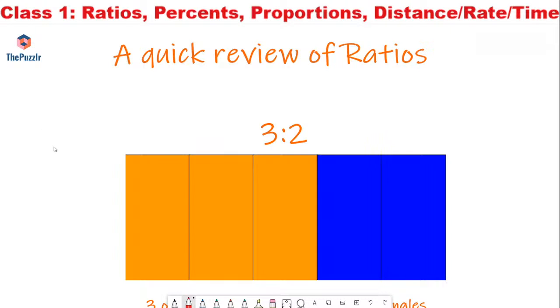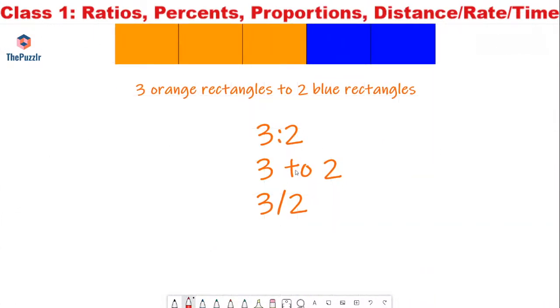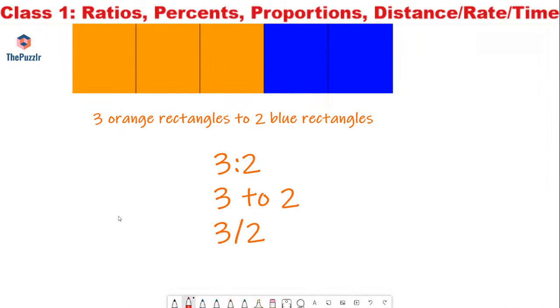For example, here I have 3 orange rectangles and 2 blue rectangles. Now there's a few different ways that I can write this ratio. I can write the ratio as 3:2, first element to second element. Or I could write it as 3 to 2 using the word TO. Or I can write it out in words: 3 orange rectangles to 2 blue rectangles.